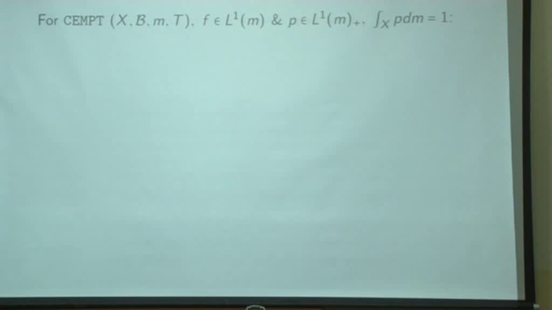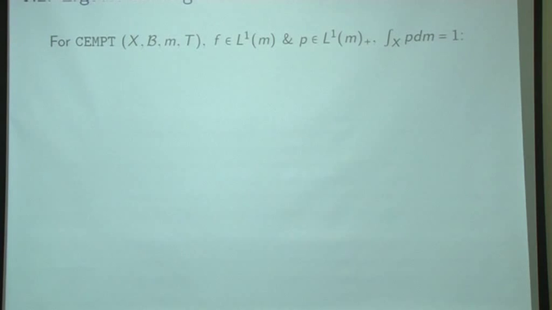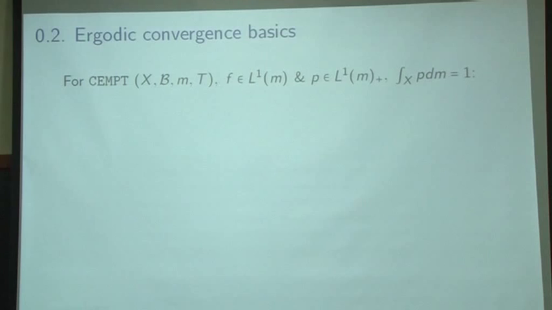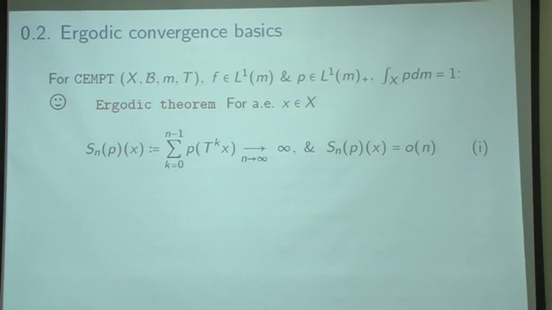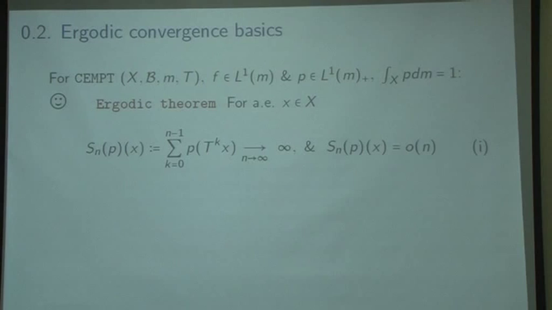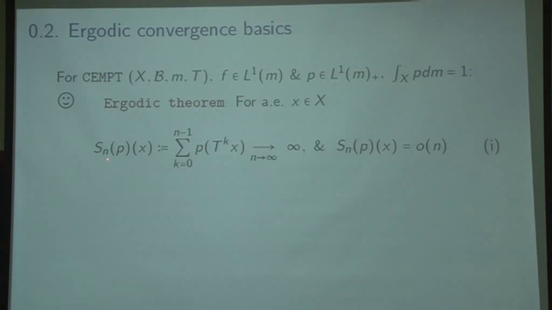There was a lot of progress in infinite ergodic theory in the early 30s. They generalized Birkhoff's ergodic theorem to infinite measure preserving transformations, and you get this ratio ergodic theory. The first thing is, if you have a conservative ergodic measure preserving transformation, you take some p, a non-negative L1 function with integral 1. The Birkhoff sums tend off to infinity. However, the rate that they go off to infinity is little o of n. That's what happens to Birkhoff's ergodic theorem with infinite measure.